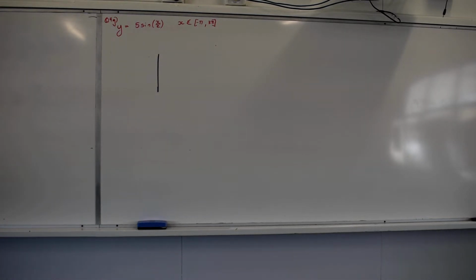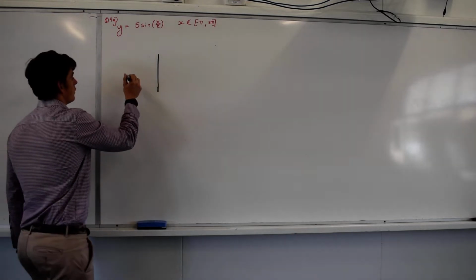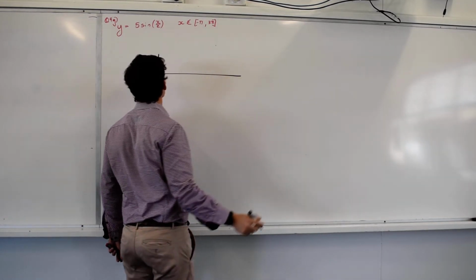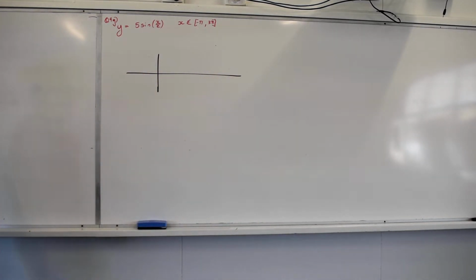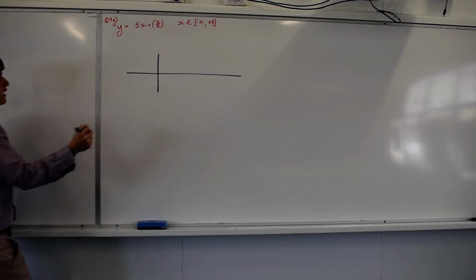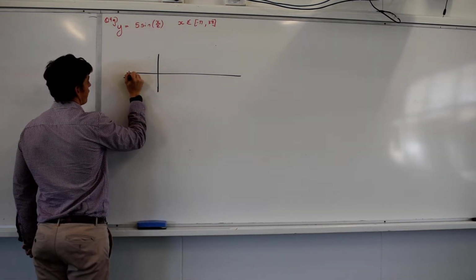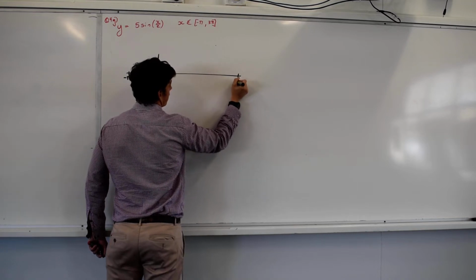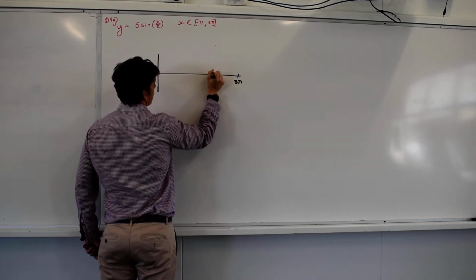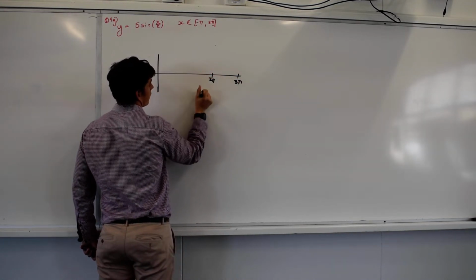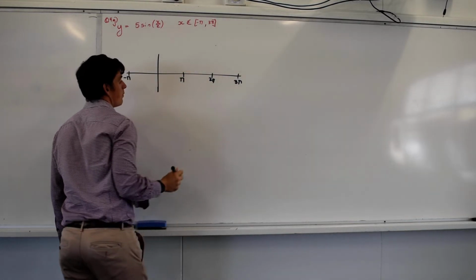Where's it going from? Negative pi to 3 pi. So should I put my y-axis in the middle like I did here? No. Where should my y-axis be? Well, is that okay? Approximately, is that all right? And I'll put a mark at about negative pi, and I'll put a mark here at 3 pi, 2 pi, if I can, probably not right, but anyway, about there.